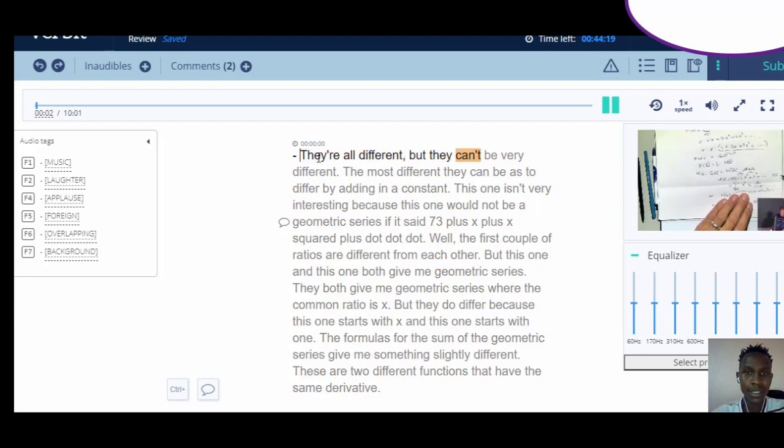They're all different, but they can't be very different. The most different they can be is to differ by adding in a constant. And this one isn't very interesting.